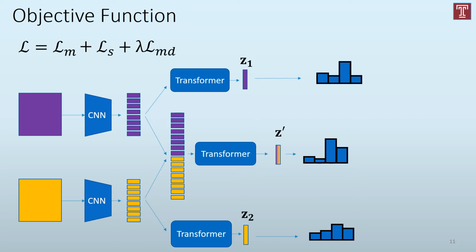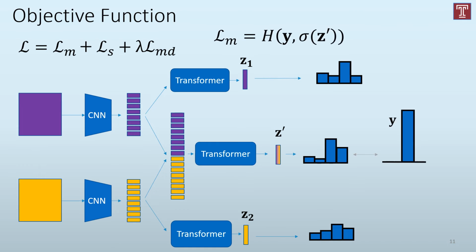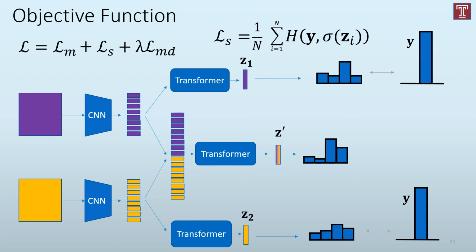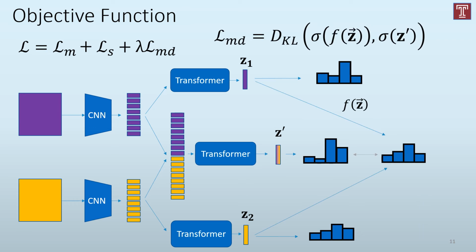That brings us to our overall objective function, which is broken down into three parts. First is the cross-entropy loss between the collection prediction and the one-hot class label, which we call LM. Second, we take an average of the cross-entropy loss terms computed between each individual prediction and the class label, which we call LS. And then finally, we have our mutual distillation term, LMD, that is weighted according to a hyperparameter lambda.